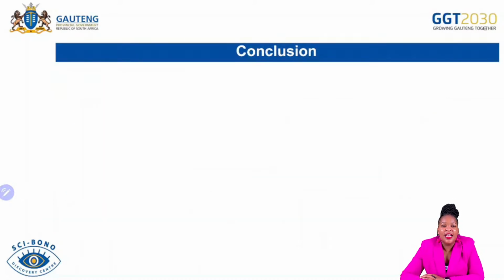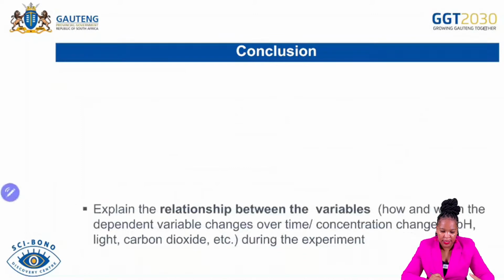Then, the last thing that you need to know when planning a scientific investigation, you must be able to draw a conclusion. How do you draw a conclusion? Some learners make fun of this to say, how can you draw a conclusion? Not literally so. So how do you come to a conclusion after what you have investigated?